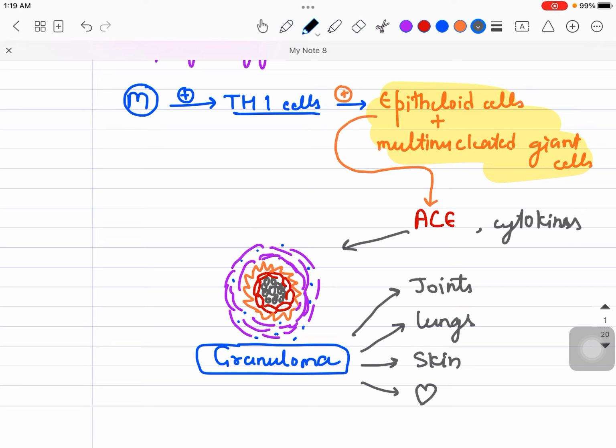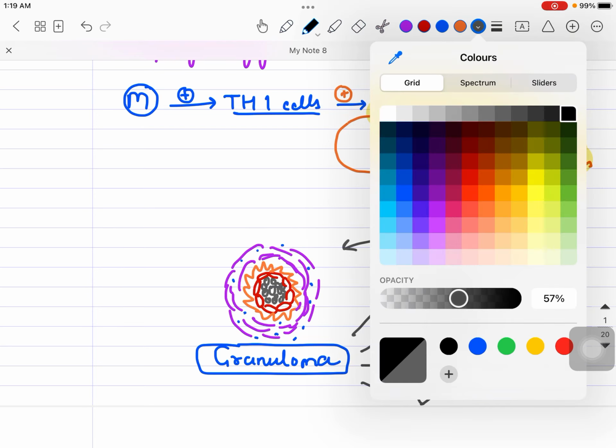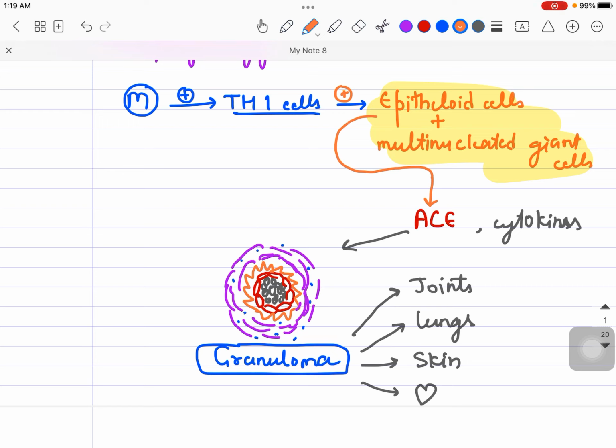So this granuloma has the power to produce one very specific enzyme, right? So this granuloma is actually producing one enzyme. Okay, what is this enzyme? This is the alpha 1 hydroxylase. Yes, you might have heard about this in your physiology and other classes as well. So alpha 1 hydroxylase, right?